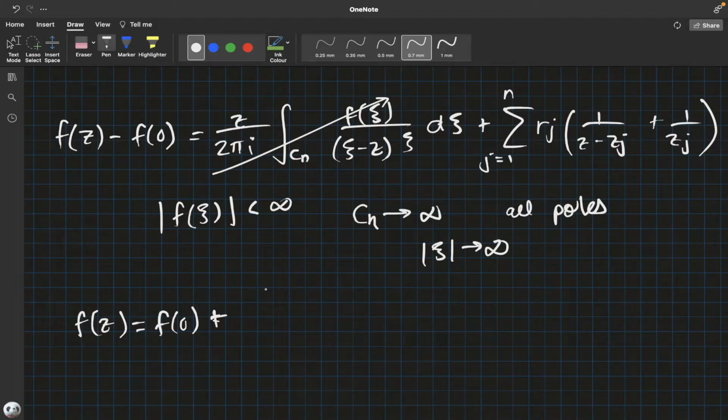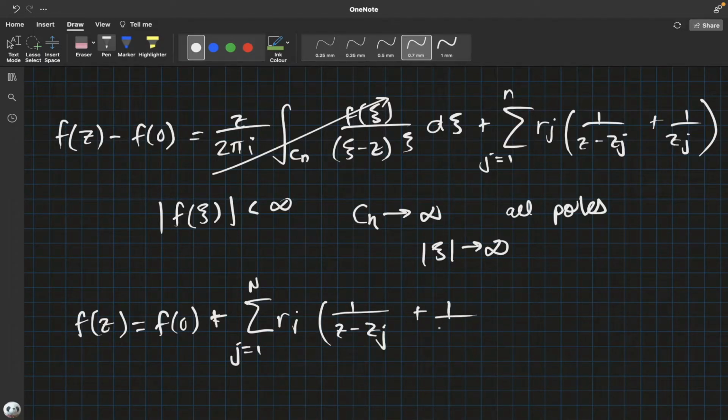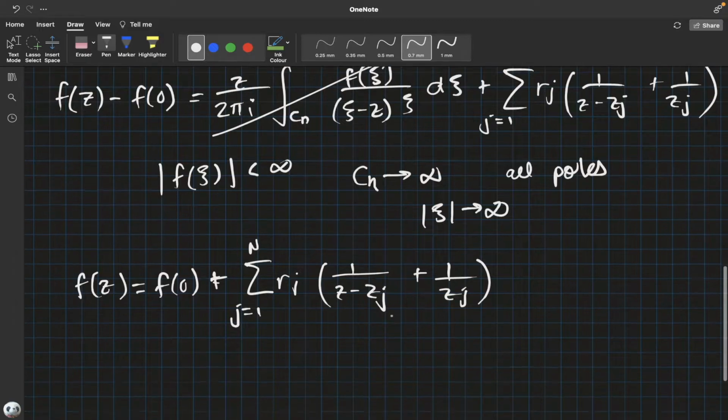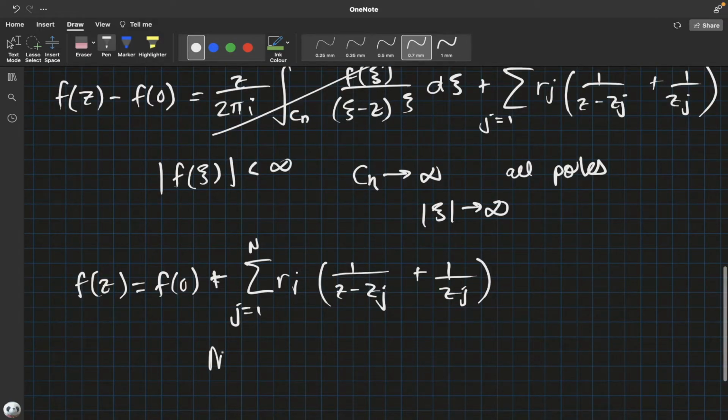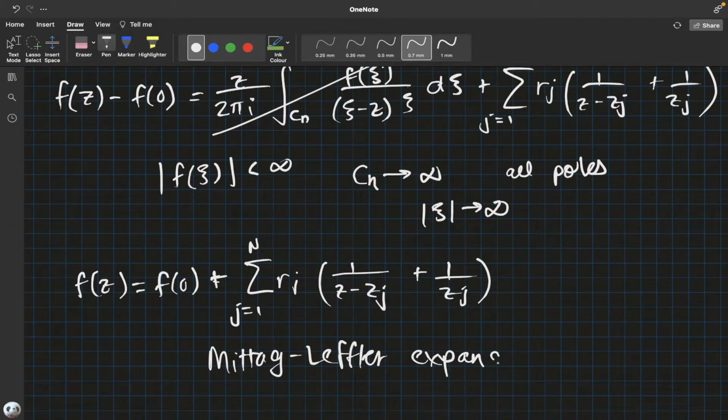So I'm taking f of 0 on that side, because now it encloses everything. And we have Rj times 1 over z minus zj plus 1 over zj. This is a really important formula which is called the Mittag-Leffler expansion. You may remember I did a video on the Mittag-Leffler cotangent expansion in one of the Gamma videos I did before. This is a generalization, a general formula for that.